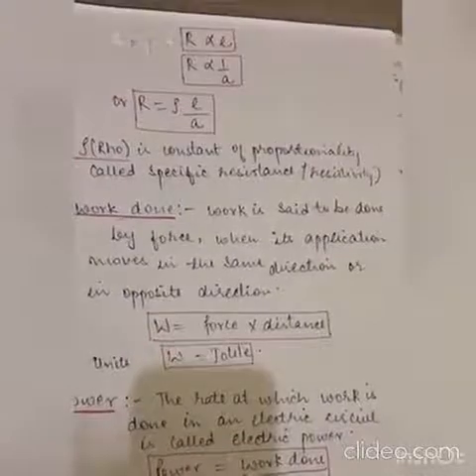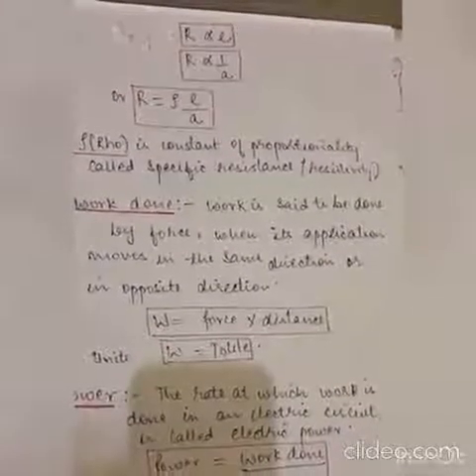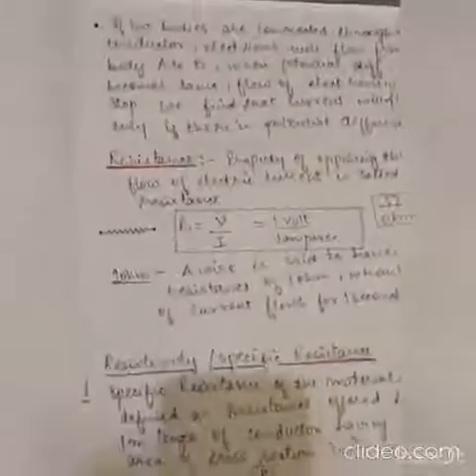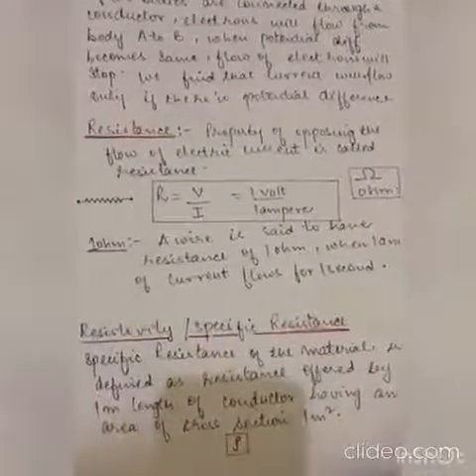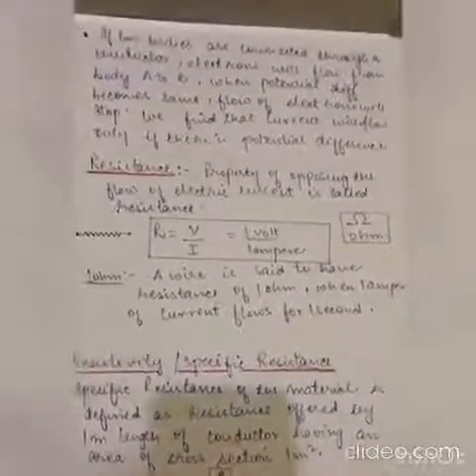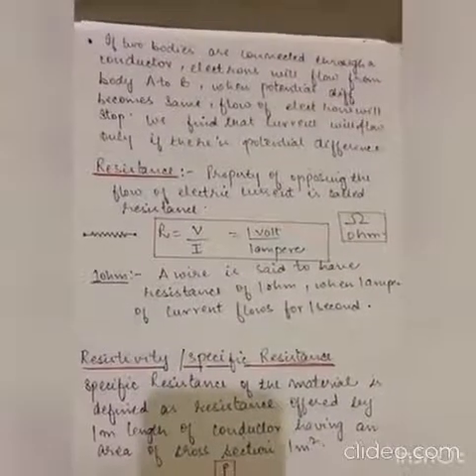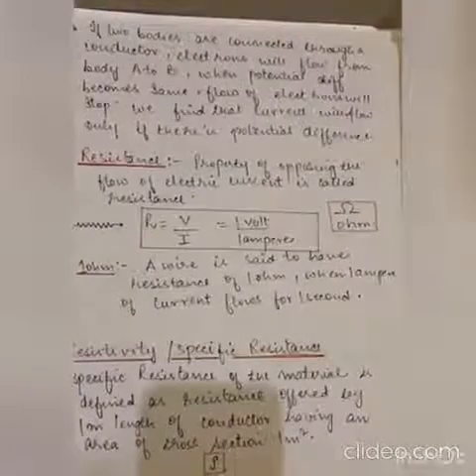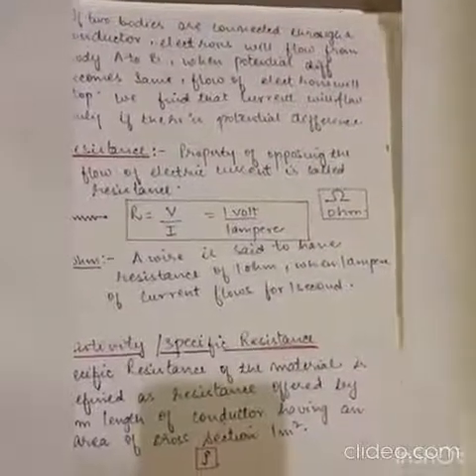Rho is known as specific resistance or resistivity. So how can we define this? Resistivity or specific resistance of a material is defined as the resistance offered by 1 meter length of conductor having an area of cross section of 1 meter square.